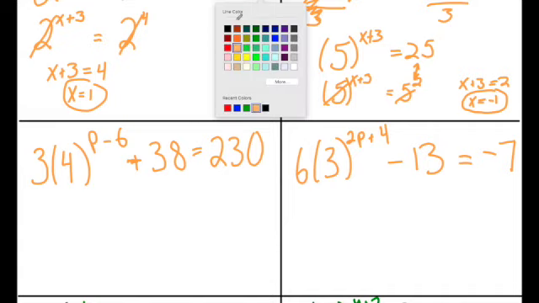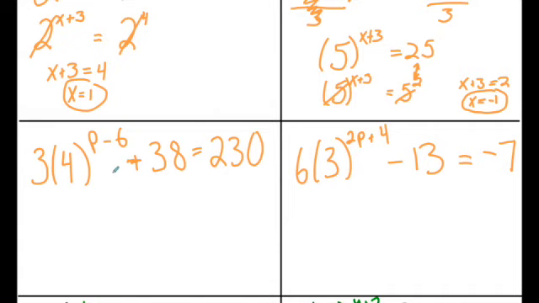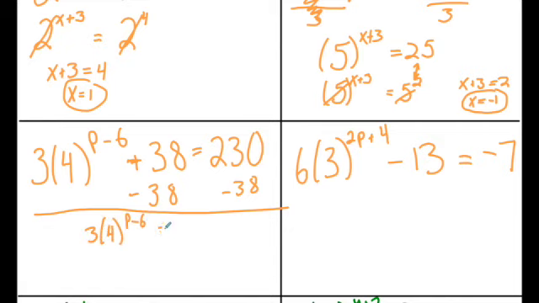Moving on down to another orange one for us to try. Again, the idea is to get the bases alone. Just like you'd get a letter alone, imagine this is like a y or something. First, you'd start by subtracting. So I'd get 3 times 4 to the p minus 6 is equal to 192. I divide by 3 and I get 4 to the power of p minus 6 equals 64. We're going to rewrite 64. We ask ourselves, is that a power of 4? In this case, it is. It's 4 cubed. That lets the 4s cancel. So I get p minus 6 equals 3, which means that p is equal to 9.